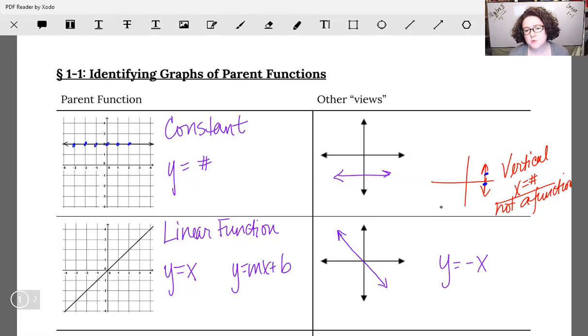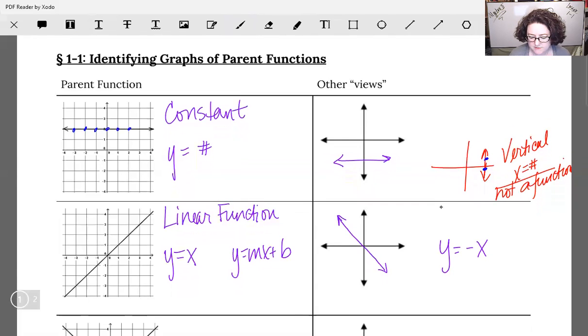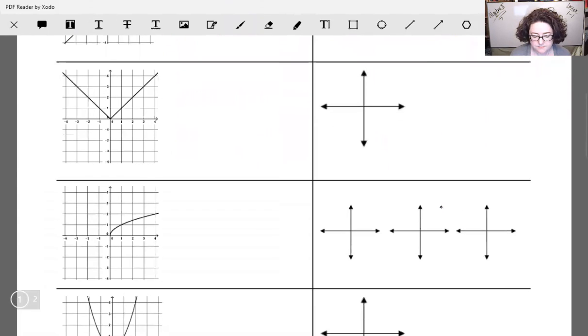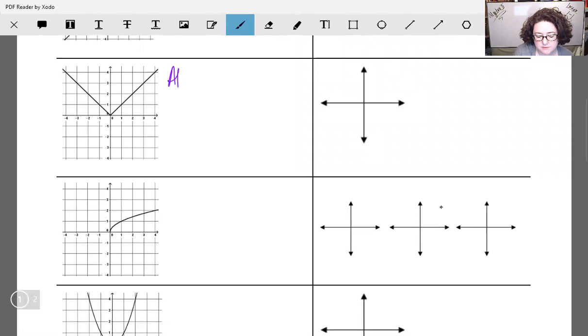We're going to look more at the equations of the remainder of the functions during our next video. But right now, for these other functions that might look a little new, all we're worried about right now is matching up the picture with the name. So our first function that might be new is our absolute value function.